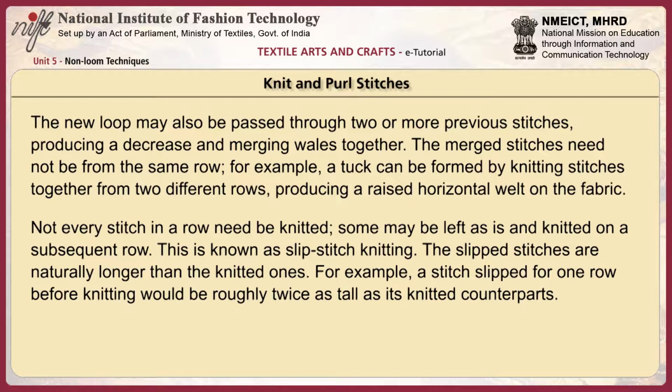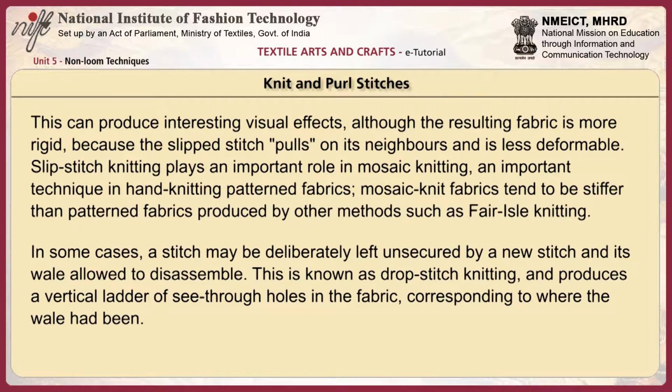Not every stitch in a row needs to be knitted. Some may be left, as in, and knitted on a subsequent row. This is known as slip stitch knitting. The slipped stitches are naturally longer than the knitted ones. For example, a stitch slipped for one row before knitting would be roughly twice as tall as its knitted counterparts. This can produce interesting visual effects, although the resulting fabric is more rigid because the slipped stitch pulls on its neighbors and is less deformable.